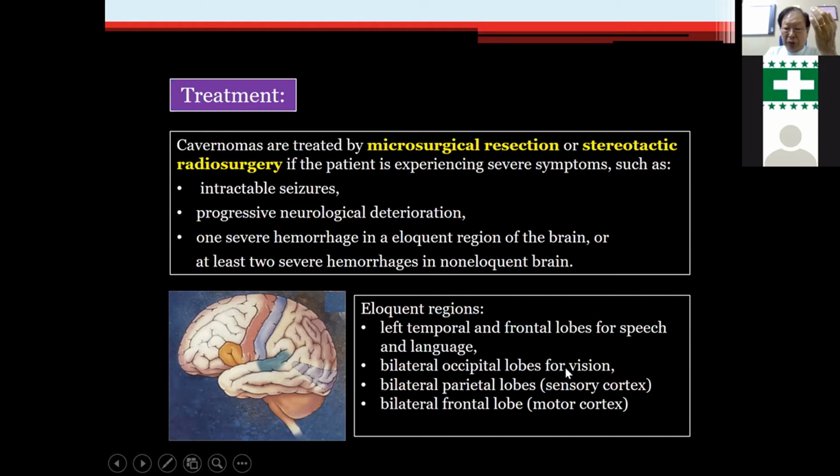Then the visual cortex, so vision should not accept a lobe of bleeding. Now, the sensory cortex, the post-central gyrus in the parietal lobe, and the motor cortex, the pre-central cortex, which is located in the frontal lobe. Those are the important areas where, for any kind of lesion, you have to think carefully before doing the surgery.